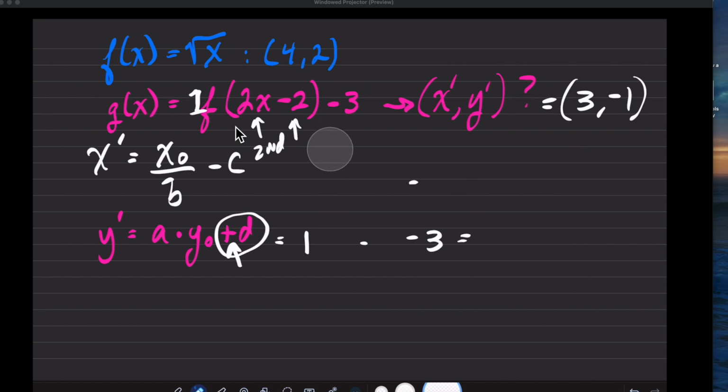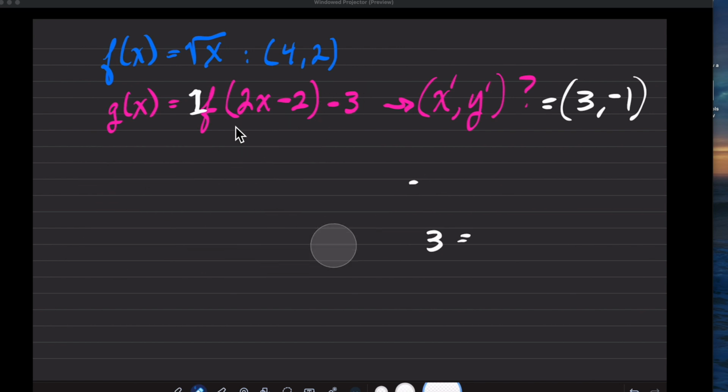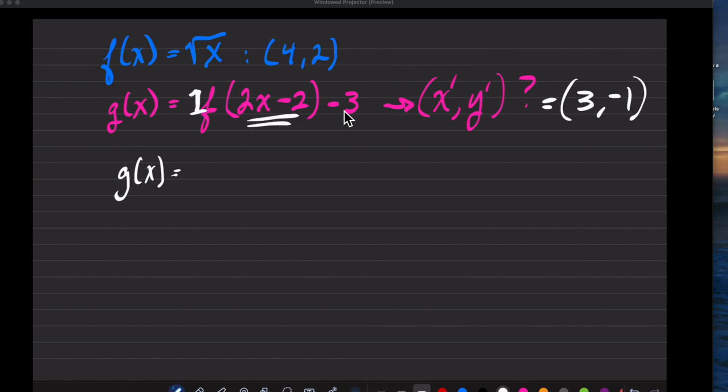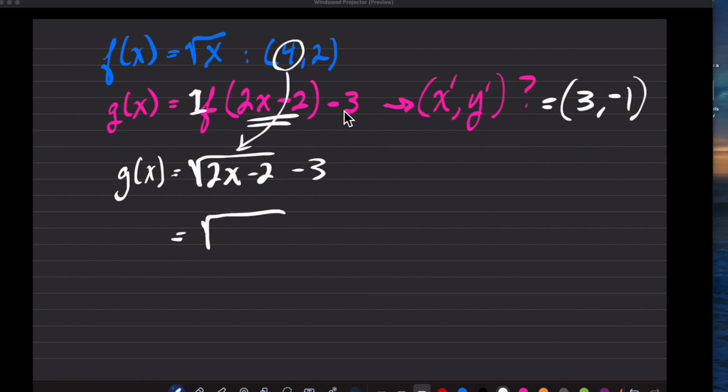Folks, real quickly, let me show you what you're not allowed to do. You're not allowed to say, okay, well, if this is our g of x, we're going to do f of 2x minus 2 minus 3. All right, so g of x would be, we're plugging in 2x minus 2 everywhere we see square root of x, and then we're going to have minus 3. What you can't do is take that 4 and plug it in. If you did that, you would get the square root of 8 minus 2, which is 6, minus 3. The square root of 6 minus 3 is not negative 1. So you cannot do that.